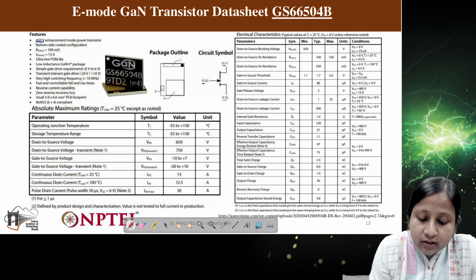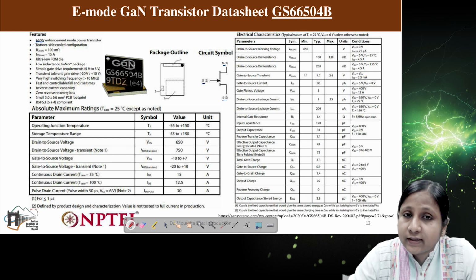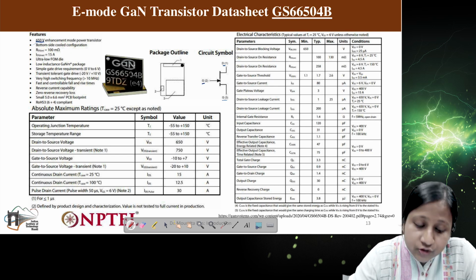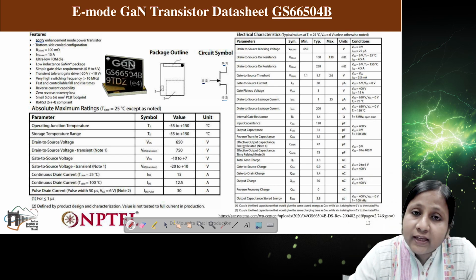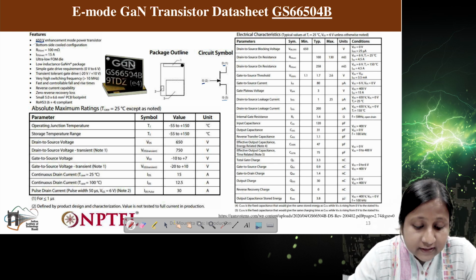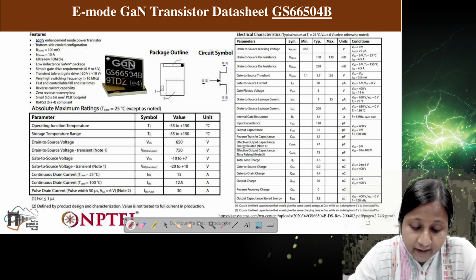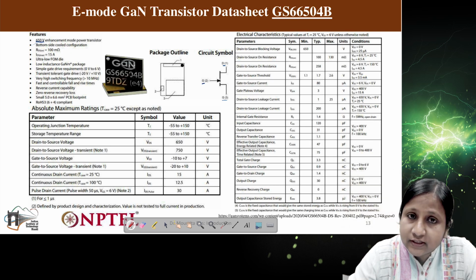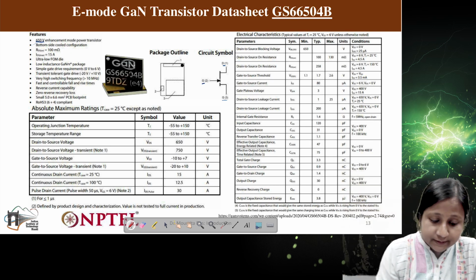Whatever you have seen for silicon carbide or silicon can cause high inductance, and that can cause problems for high frequency operation. That is why these kinds of devices have a package which is SMD in nature and much thinner than that of the silicon or silicon carbide device.